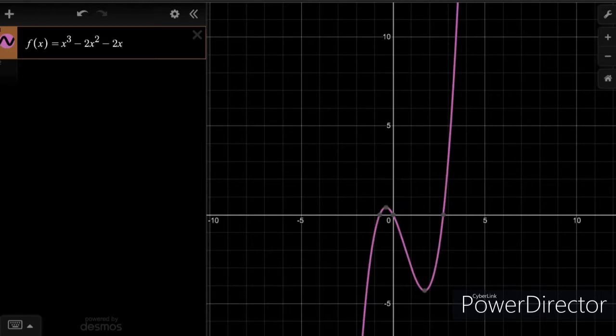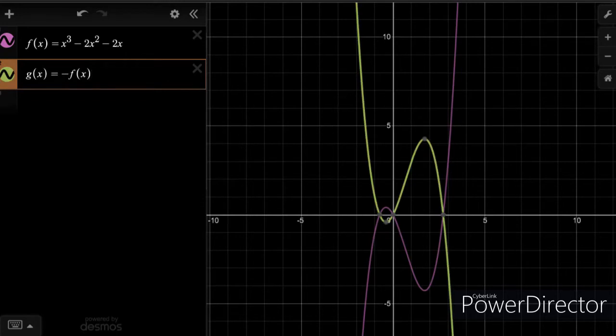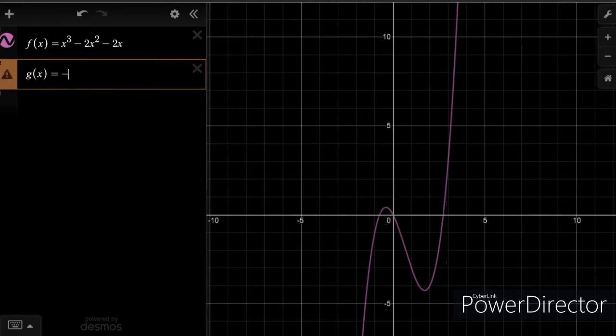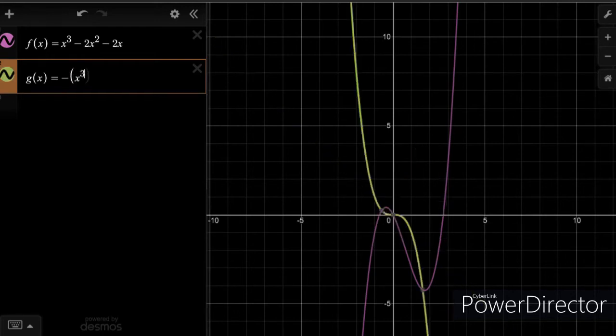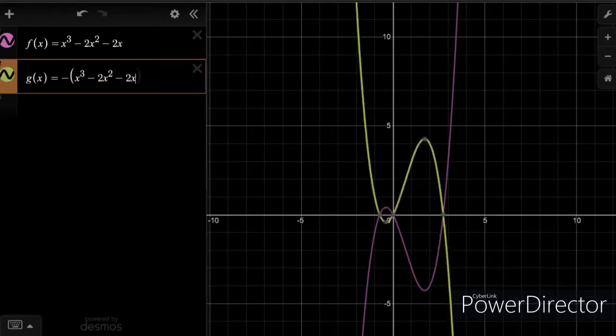Now, how would I flip it over the x-axis? Well, the way that I would do that is I could define a g of x. I could do it two ways. I could say g of x is equal to the negative of f of x, and we get that. So that's essentially just taking this entire expression and multiplying it by -1. And notice, it's flipping it over the x-axis. Another way we could have done it is, instead of that, we could have said the negative of x to the third minus 2x squared, and then minus 2x, and then we close those parentheses, and we get the same effect.